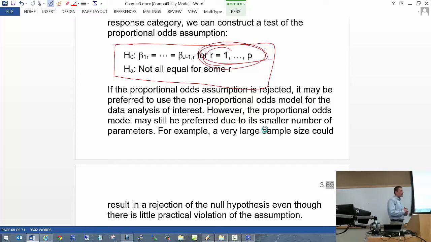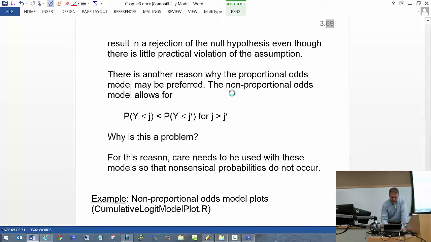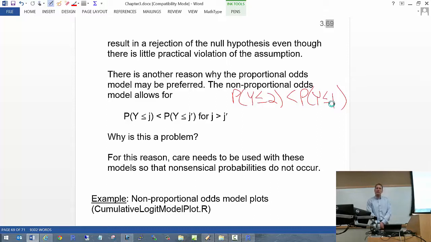But here's an even better reason to be cautious about looking at these non-proportional odds models. These non-proportional odds models could result in the following. Let's just take a look at category 1 and 2. Oops, I wrote that incorrectly. There we go. The probability that y is less than or equal to 2 is actually less than the probability that y is less than or equal to 1.